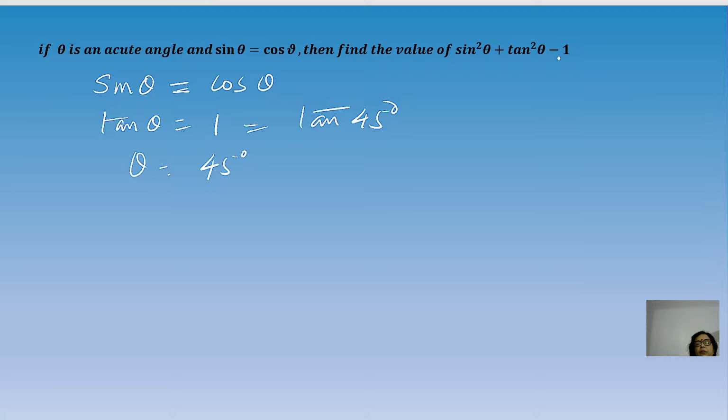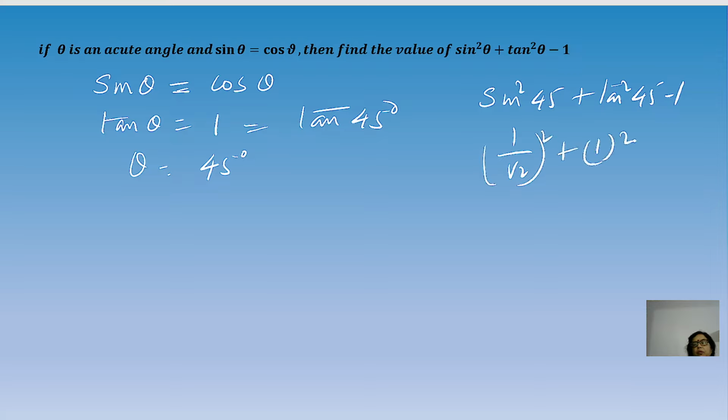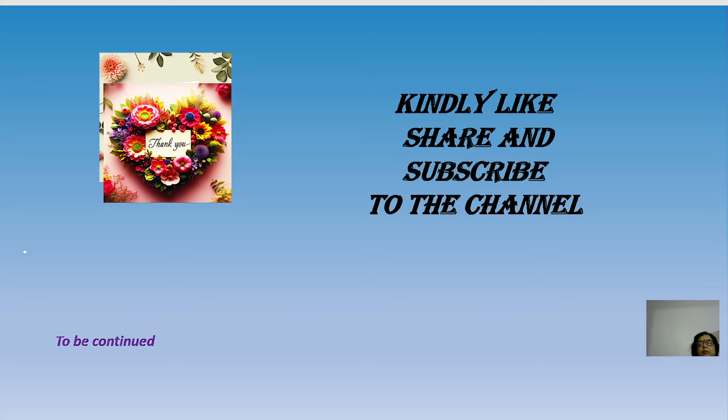Now going back to the expression sine square theta plus tan square theta minus 1, we'll get here sine square 45 plus tan square 45 minus 1. Sine square 45 will be 1 by root 2 whole square plus 1 the whole square minus 1. So this becomes half plus 1 minus 1. So this is equal to half. So when we get a condition like this, we have to start from the condition that is given. With that, we come to the end of this video.